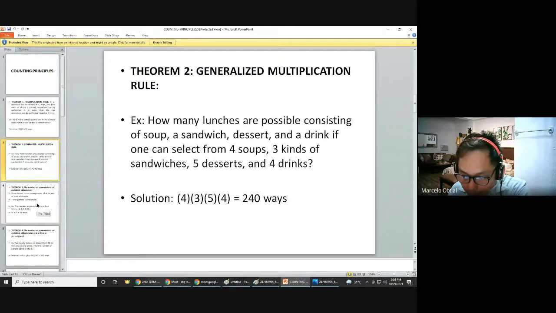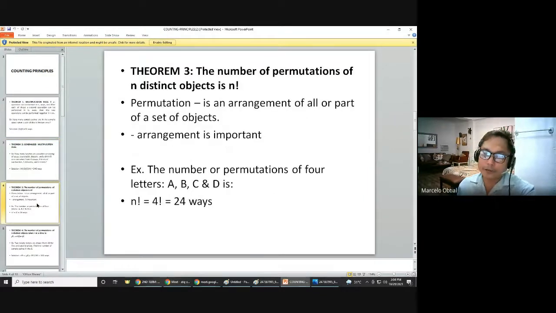Thank you, Mark. Okay, next, please be ready, Helen. This time, you need the scientific calculator. Theorem number 3 is the number of permutations of n distinct objects. That is denoted by the formula n factorial. So the calculator should have a factorial function.